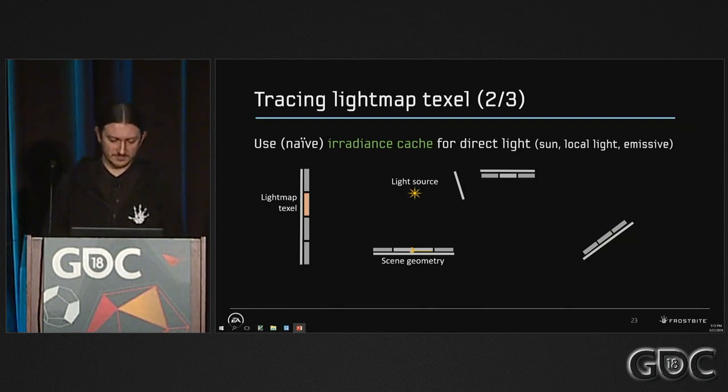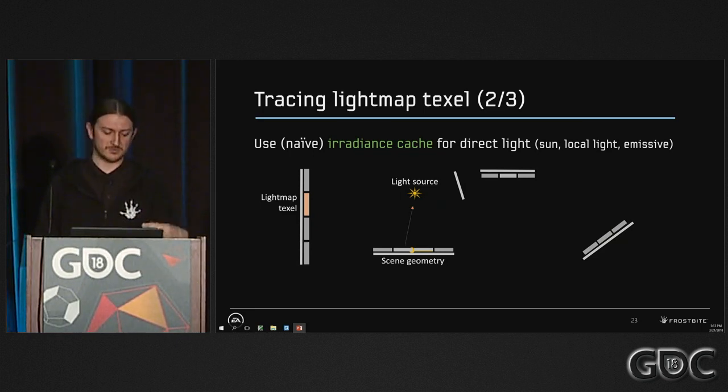So to accelerate the process, we use a naive irradiance cache for the direct light component, which is sun, local light, and emissive. And this cache matches exactly the light map. As of today, we could make it higher resolution. Why not? But that's how it is.